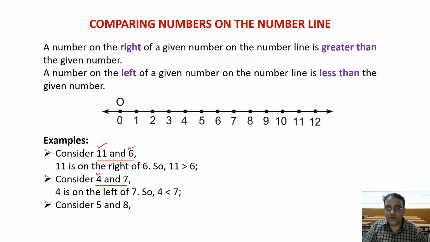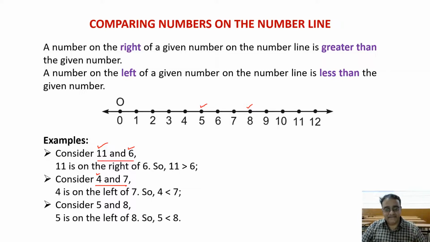Now take another two numbers, 5 and 8. So 5 is left side of 8. So 5 is less than 8. So this is the example of comparing numbers.